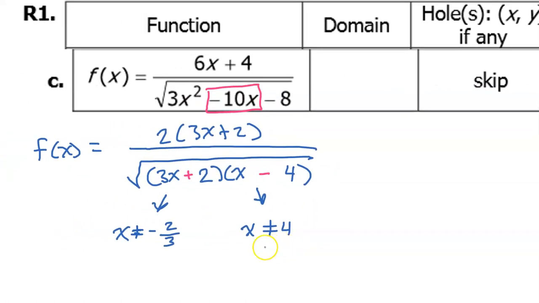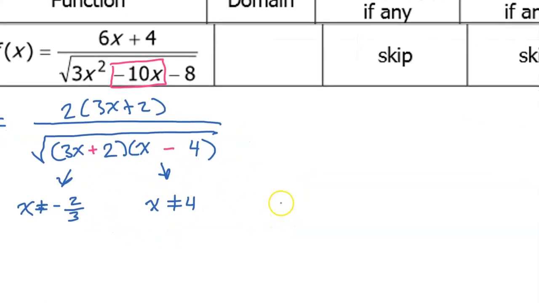But that's not enough, because we also have to figure out what values will cause what's inside the radical to be negative, because that's not allowed either. For that, we're going to need a sine chart. So let's make a sine chart over here.